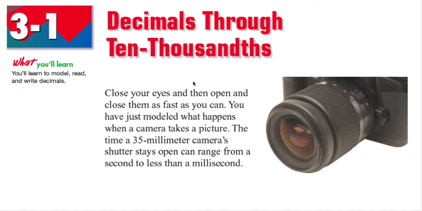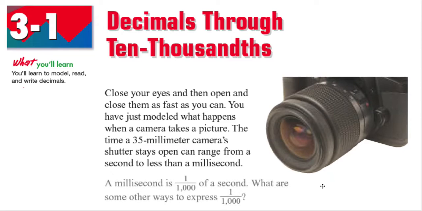Let's close our eyes and then open them, and then close them as fast as you can. So what you have done is you just modeled what happens when a camera takes a picture. The time a 35 millimeter camera's shutter stays open can range from a second to less than a millisecond. So what is a millisecond? A millisecond is 1/1000th of a second.